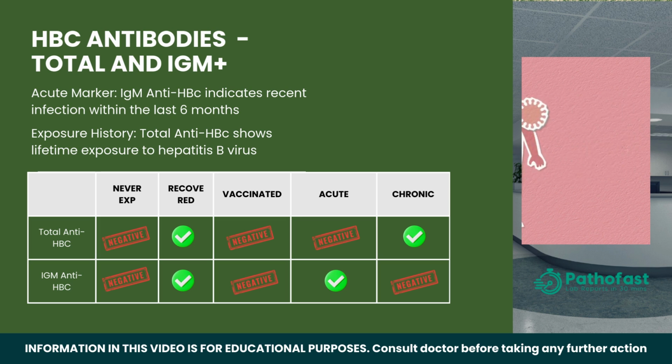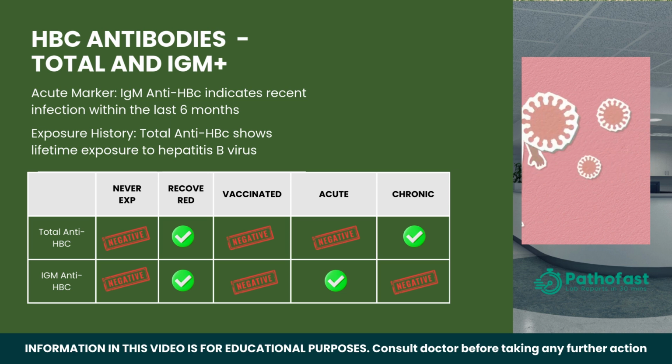The second one is the total anti-HBC, which includes the HBC IgM and the IgG. As you know, IgGs are long-lasting antibodies. So the presence of this antibody above its cutoff will tell us that there was an infection in this person at some point in the past. We just don't know when.